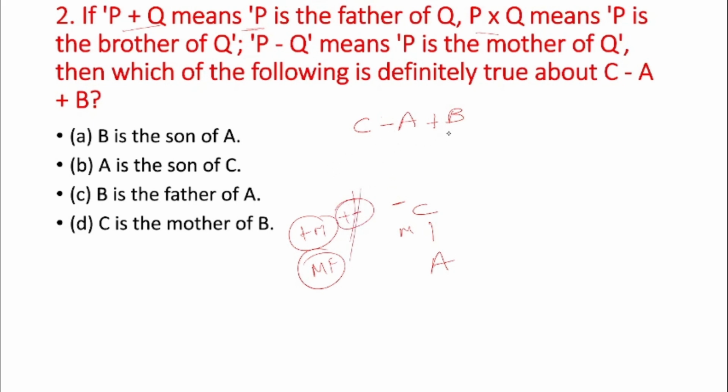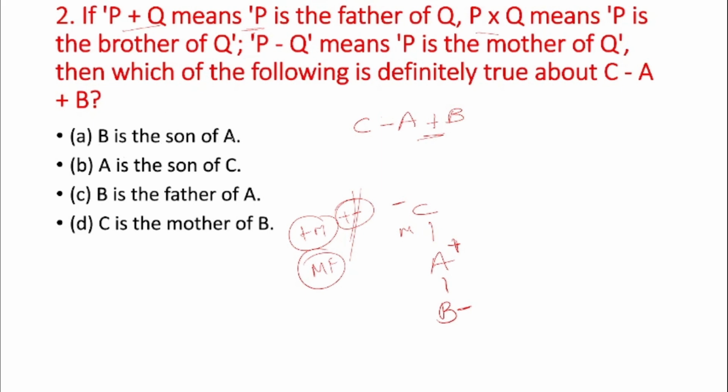Okay, and A plus B. Plus means, sorry, first one. A is father of Q. That means A is father of B. That means A is male, and we don't know the gender of B. So what's the question? Which of the following is definitely true? So we need to go through the options and find out which one is true.